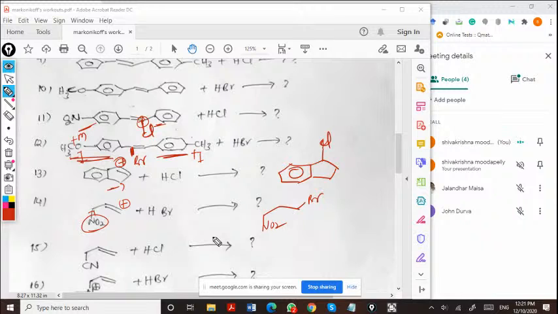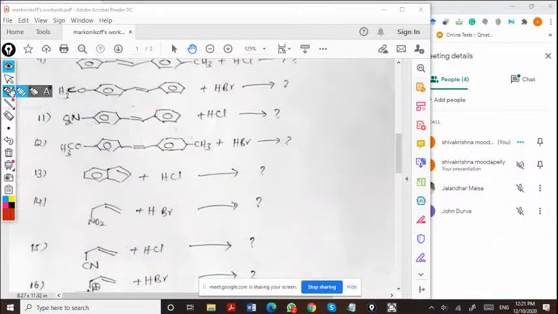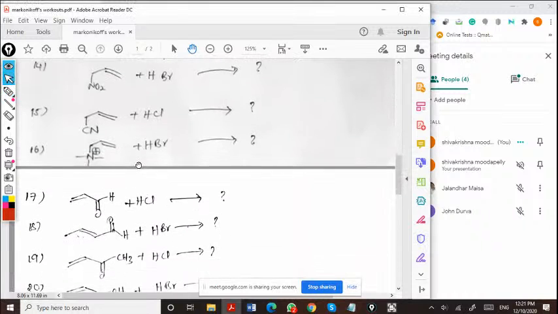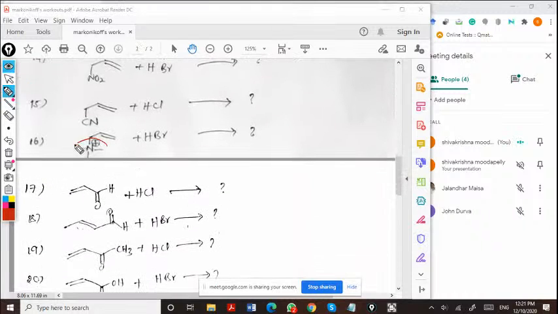So any doubts you can ask also, okay. Same, the withdrawing group is here, so positive charge will be generated here, so Cl will be added here. Next also the same withdrawing group, so bromine will add here. Now this one.